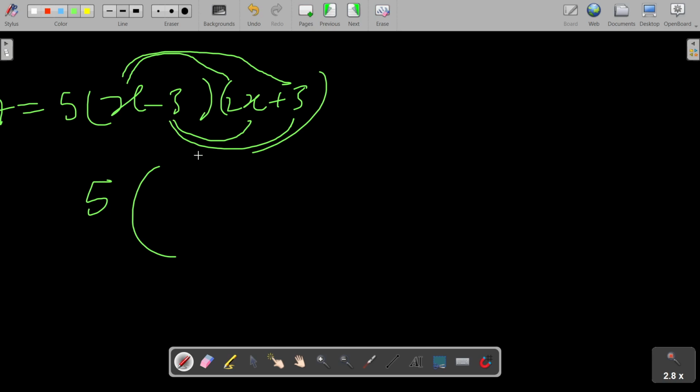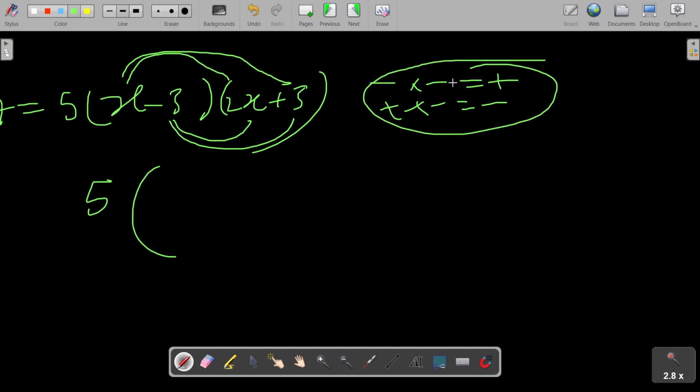Remember, negative into negative is positive, and positive into negative is negative. Remember these two things: if the signs are opposite, we get negative on multiplication; if the signs are the same, we get positive on multiplication. In multiplication only, not addition. Not sum, on product only.